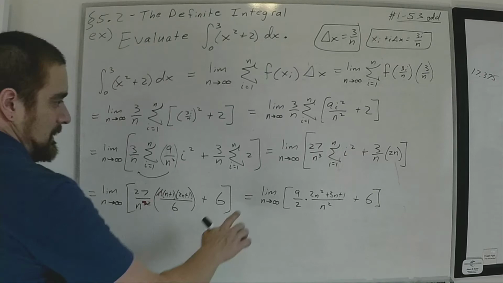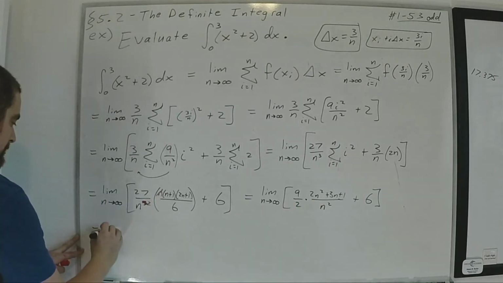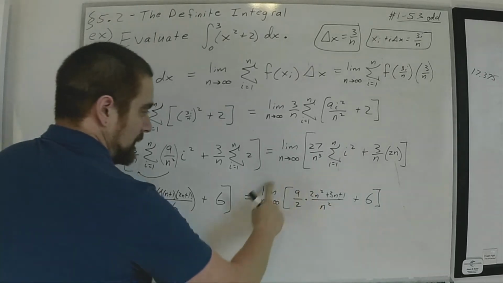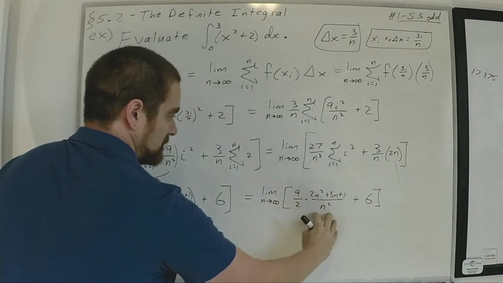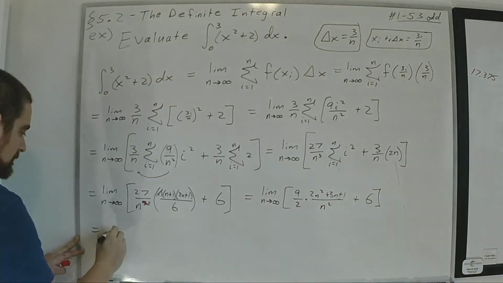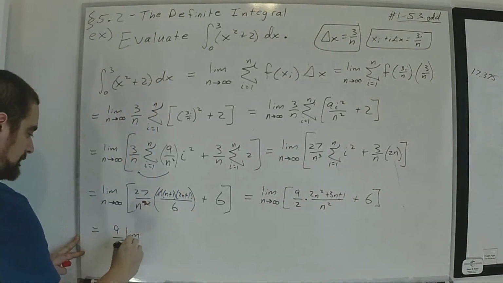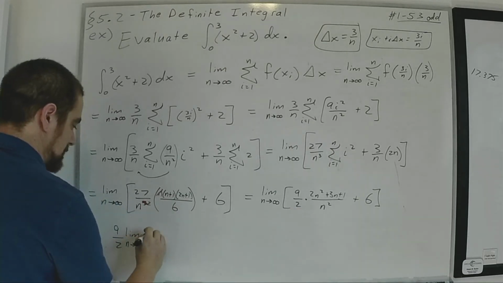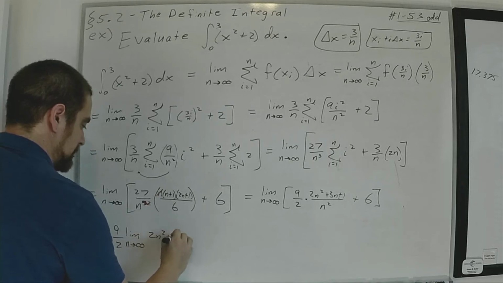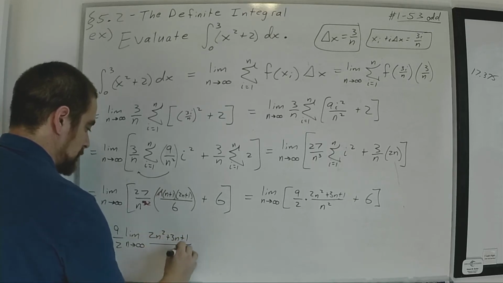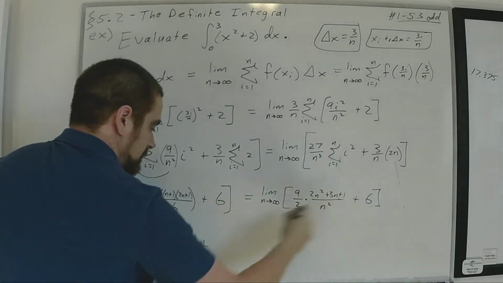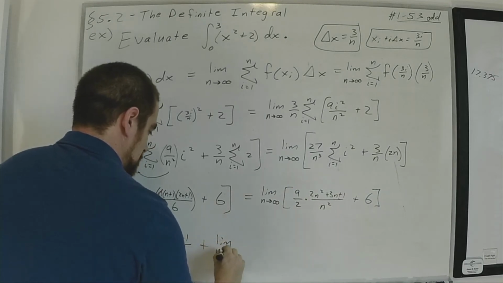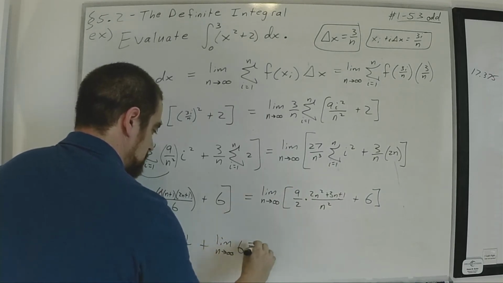So now we can say, take the limit. Since we're looking at this first piece here, we've got 9 halves times this quantity. Remember, you can pull that 9 halves out of the limit because it doesn't have anything to do with n. But we do need the limit as n goes to infinity of 2n squared plus 3n plus 1 over n squared. Plus, then I can take the limit of this constant, the limit as n goes to infinity of 6.